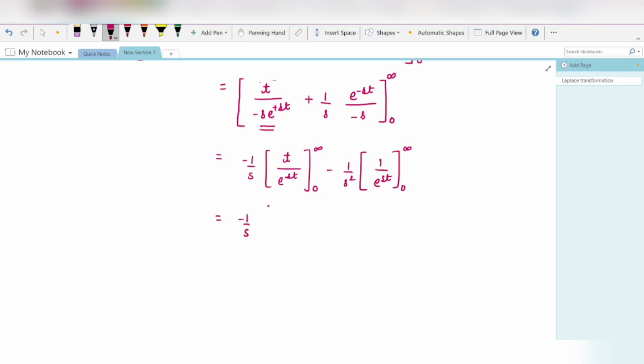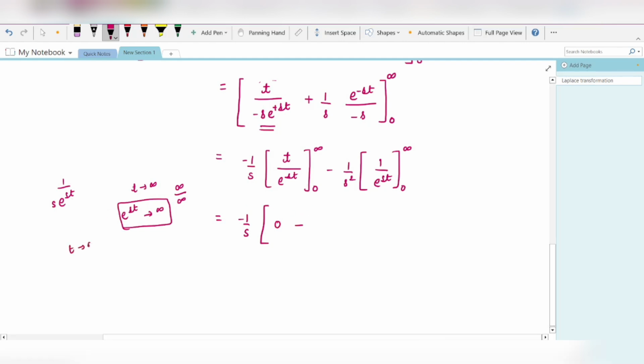Now minus 1 by s. As t tends to infinity, the numerator t is tending towards infinity, and e raised to st, the denominator, is also tending towards infinity. So we are getting the infinity by infinity form. We can apply L'Hopital's rule, and therefore we have to evaluate the limit of 1 by e raised to st into s. Now, as t tends to infinity, we know e raised to st is tending towards infinity, so the whole term is tending towards 0. So 0 minus. Now, as t tends to 0, the numerator is tending towards 0. And what about the denominator e raised to st? It is tending towards 1. So this is equal to 0 by 1, that is 0. So this is giving us 0.